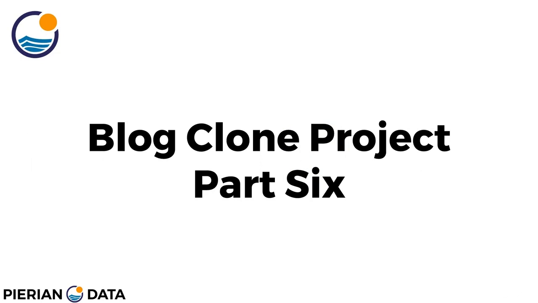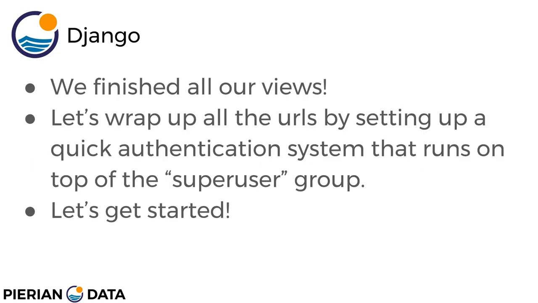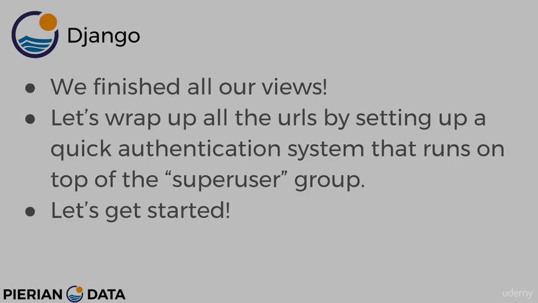Part 6 of the blog clone project. So we finished up all our views, and now let's wrap up all the URLs, including the URLs in the project urls.py file, by setting up a quick authentication system that runs on top of that super user group. That way, anyone that actually wants to create posts needs to be a super user. Should be pretty brief, so let's get started.